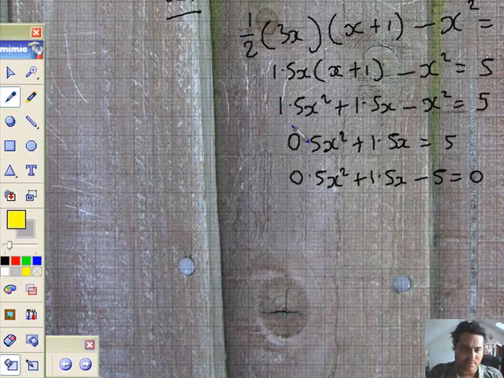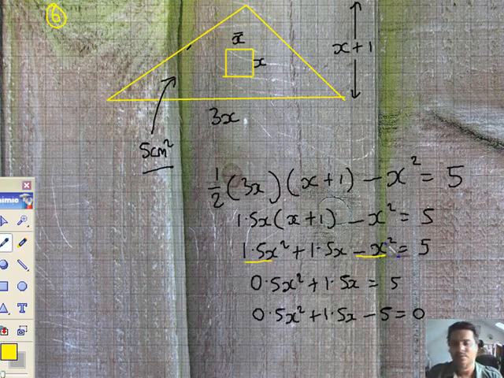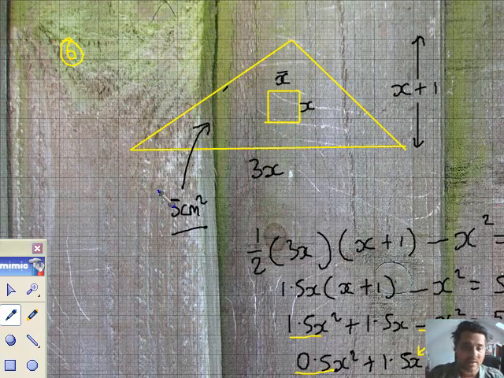1.5x squared take away a whole x squared is 0.5x squared. So I've got 0.5x squared plus the 1.5x there equals 5, and I'm bringing the 5 over next door and subtracting to make it look like a quadratic with 0 at the end. Final answer, 0.5x squared plus 1.5x minus 5 equals 0. And that's the equation that represents the area of this triangle minus the square inside.